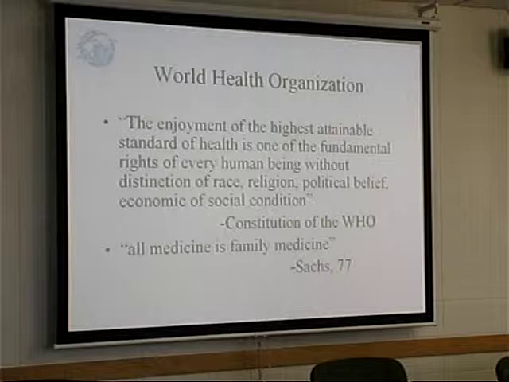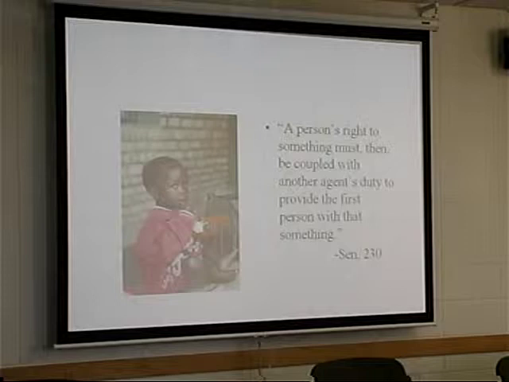So if we agree that health is a basic human right, from Sen, he says, a person's right to something must then be coupled with another agent's duty to provide the first person with that something. And so I'm going to do a case study in Rwanda, focusing on HIV/AIDS, and talk about the nation state's role, the NGO's role, and then also the role of civil society in providing this human right. So I'll give you a little background on Rwanda.